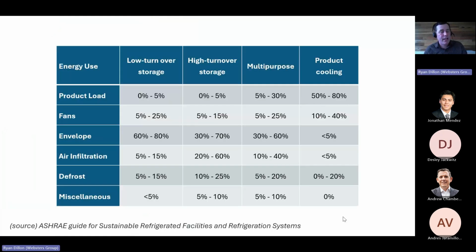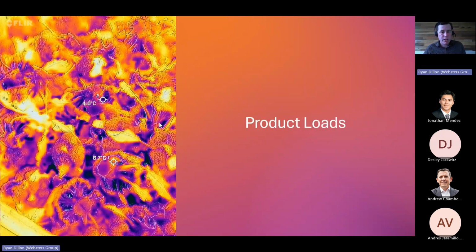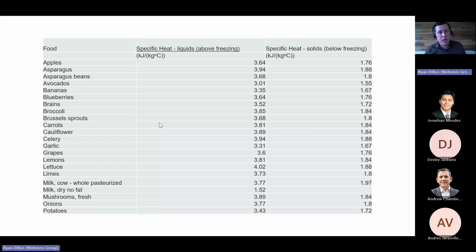So a key distinction, as you can see in this table here, is whether you have a low turnover or a high turnover storage facility in the first two columns there. Now we have in the left-hand column the product load, the fans, the envelope, and the immediate thing that stands out from here, if you can see my mouse, is that cooling the product initially actually has a reasonably low energy use compared to the losses of the system over a normal year. And we'll really drill down into that. So just addressing those product loads and that up to 5% you'd normally see in a low turnover or a high turnover room, it's really dependent on the product.